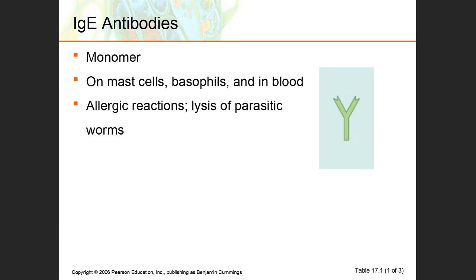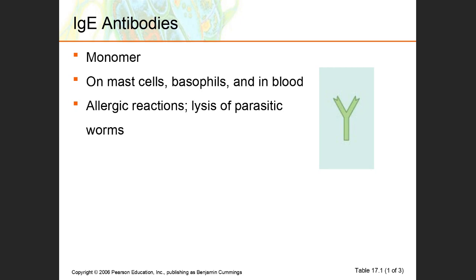But the last ones, the IgEs, are the ones that I hate. And I hate them not because of their normal function. Their normal function is to help protect against large parasites like worms. What I hate about them is that they're involved in allergy responses, so in allergies. And one of the things that they do, that we'll learn about next class, is they cause the release of histamines. And histamines are one of our chemical mediators.